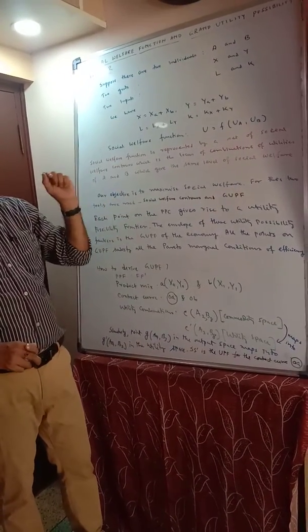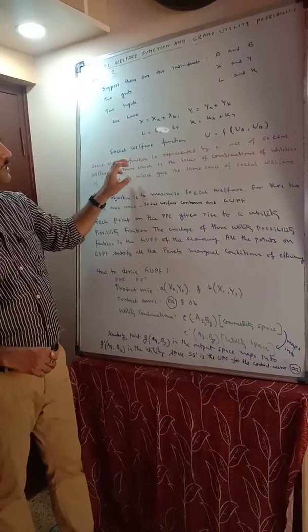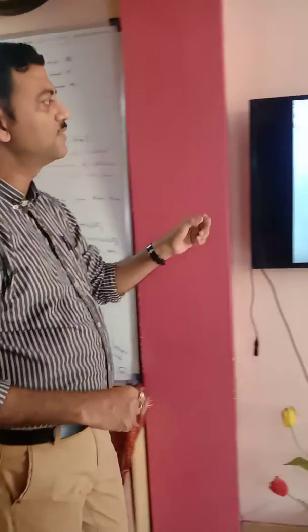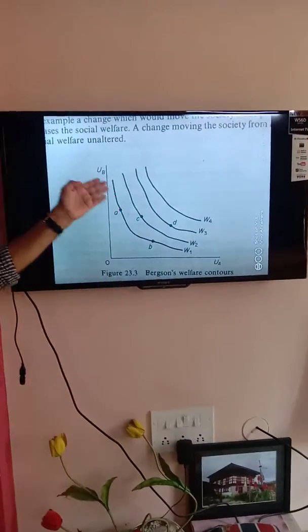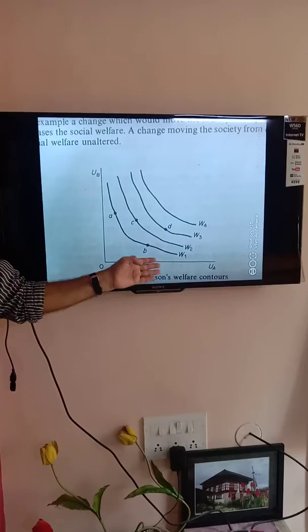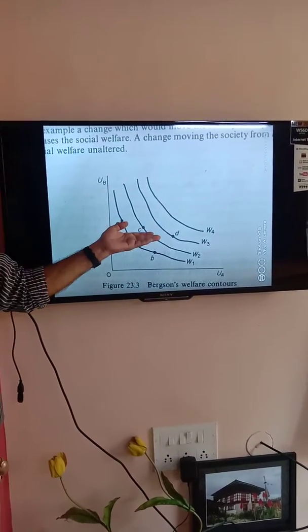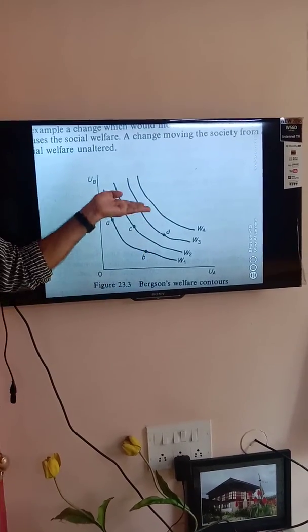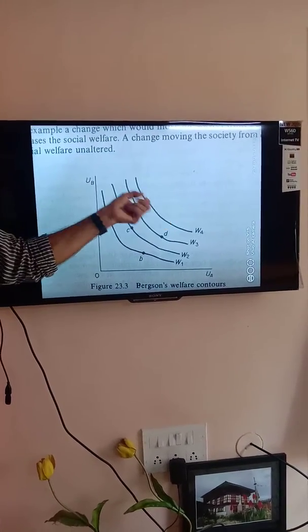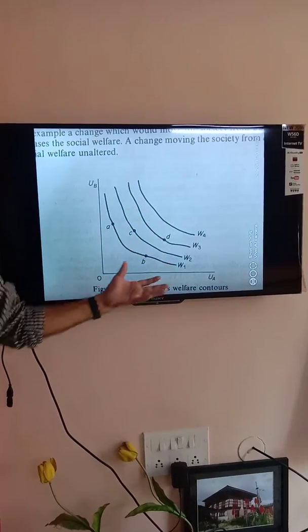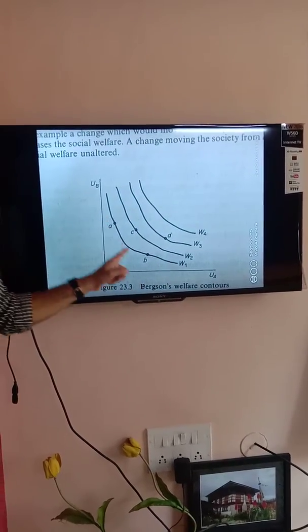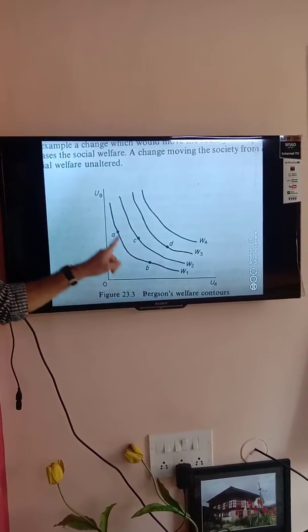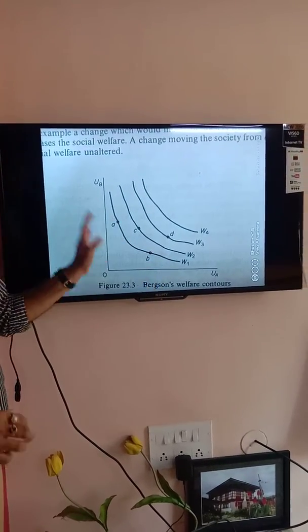Now if you look at the diagram, the social welfare function is represented by the social welfare contour that I have shown here. Like indifference curves, social welfare contours are also downward sloping, convex to the origin, and non-intersecting. Higher social welfare contours represent a higher level of social welfare. Along the same contour, point A and point B both represent the same level of welfare.